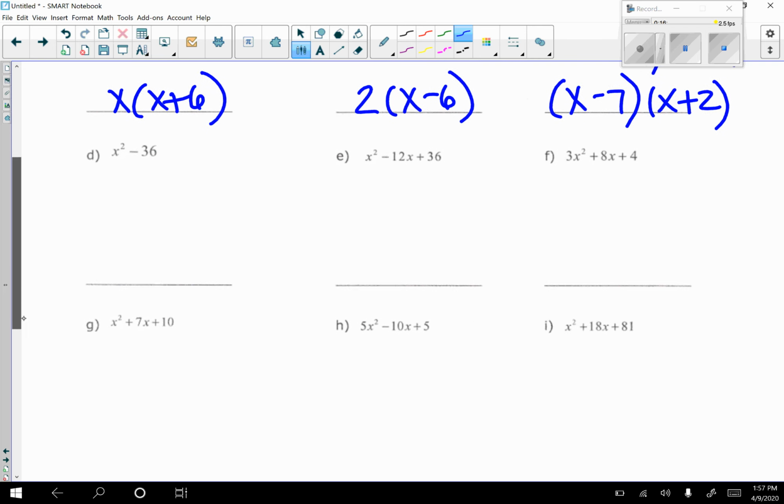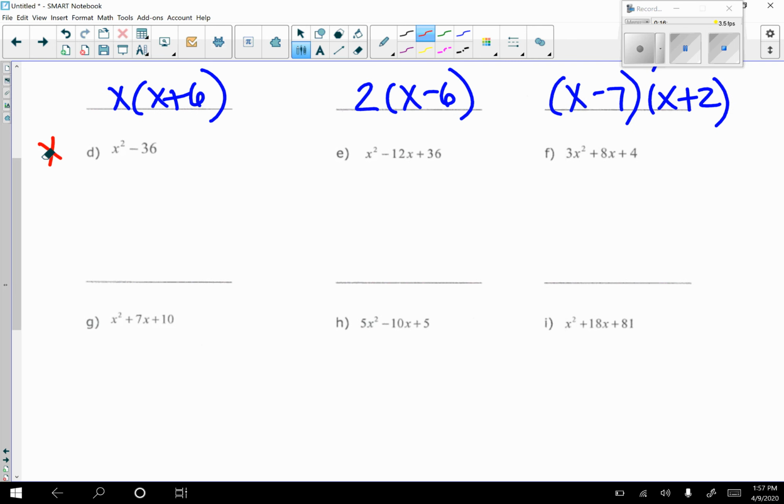Okay? Let's come to this one. This one's important. Okay? It's called DOTS, difference of the squares.